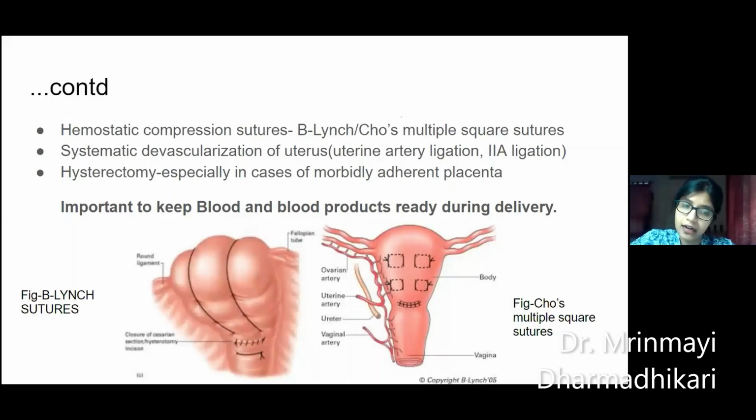And last resort, if nothing else works, you have to resort to a hysterectomy, especially in cases of morbidly adherent placenta, that is placenta accreta, increta, percreta. There are higher chances of obstetric hysterectomy in these cases. So one important point to take home in this slide: keep blood and blood products ready during delivery of patients with placenta previa because they have a higher incidence of postpartum hemorrhage.